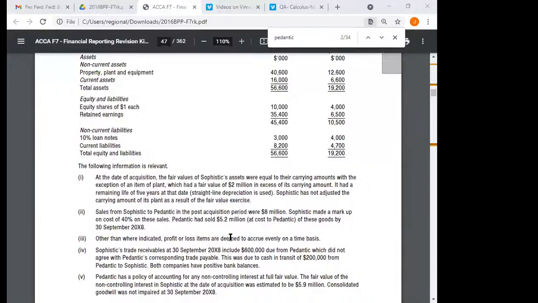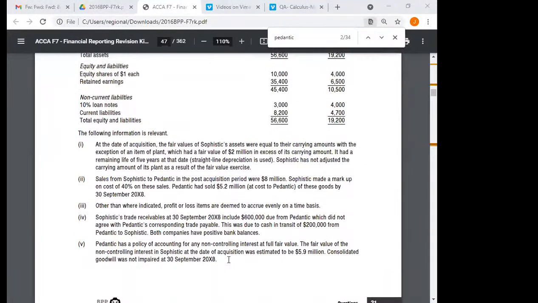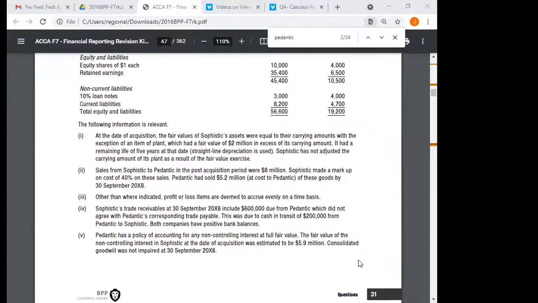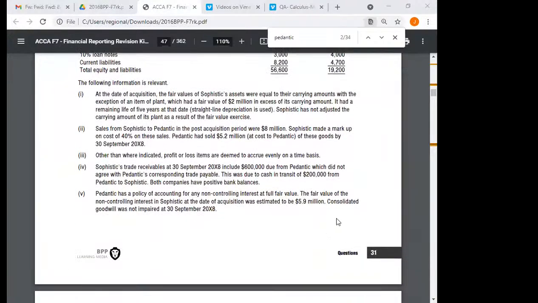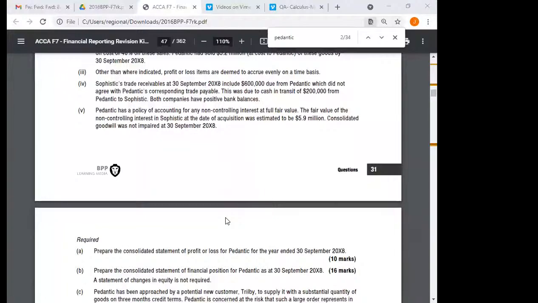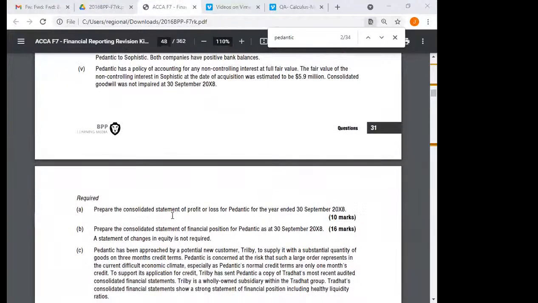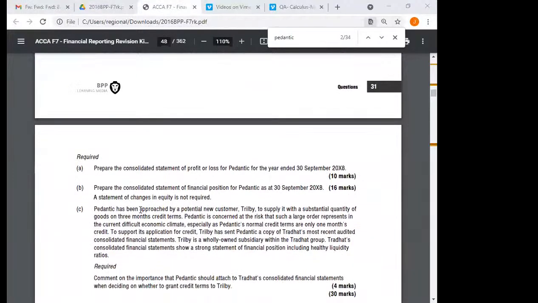Other than where indicated, Sophistic trade receivables were due from Pedantic, which did not agree with Pedantic corresponding. Pedantic policy, NCI wameniambia, the fair value of NCI in Sophistic at the date of acquisition was estimated to be $5.9 million. Consolidated goodwill was not impaired. I like that. So they want us to prepare the consolidated statement of P&L for Pedantic for the year ending like that. Prepare consolidated statement of financial position for Pedantic like that. Statement of change in equity is not required.